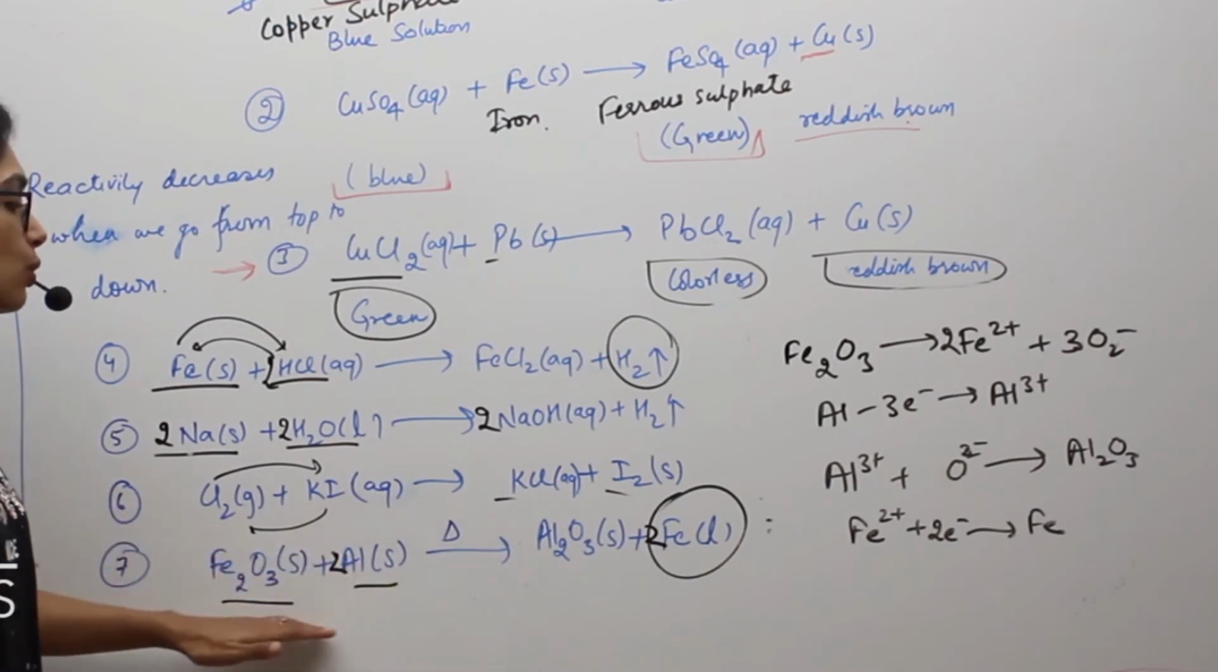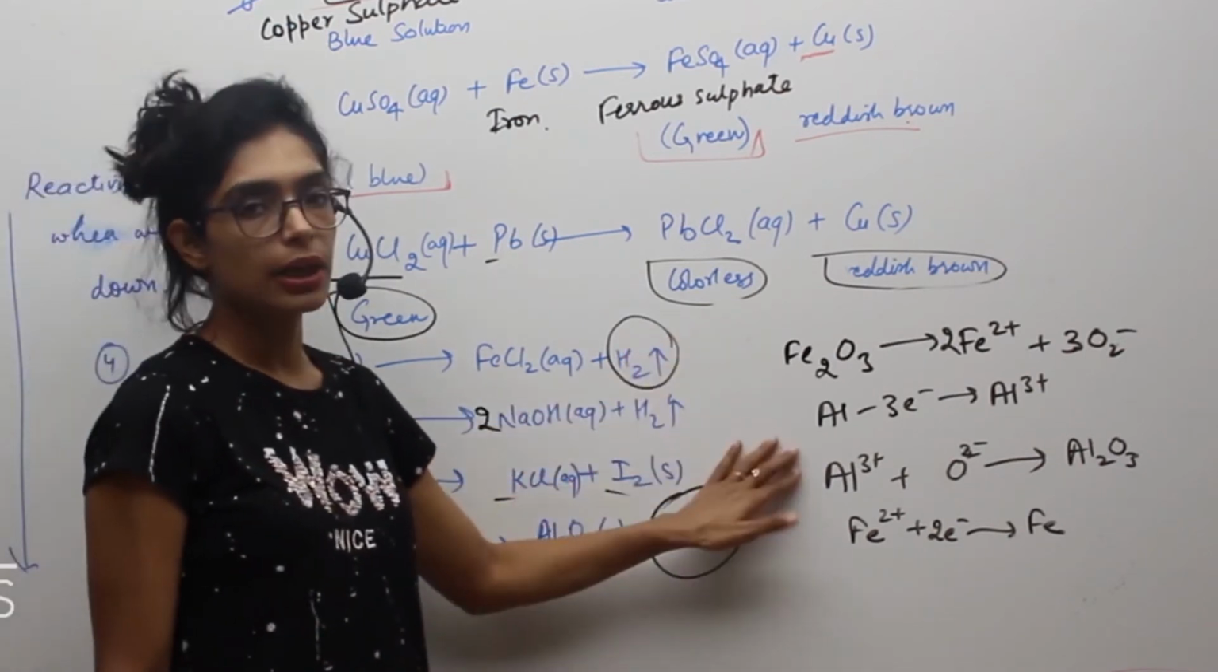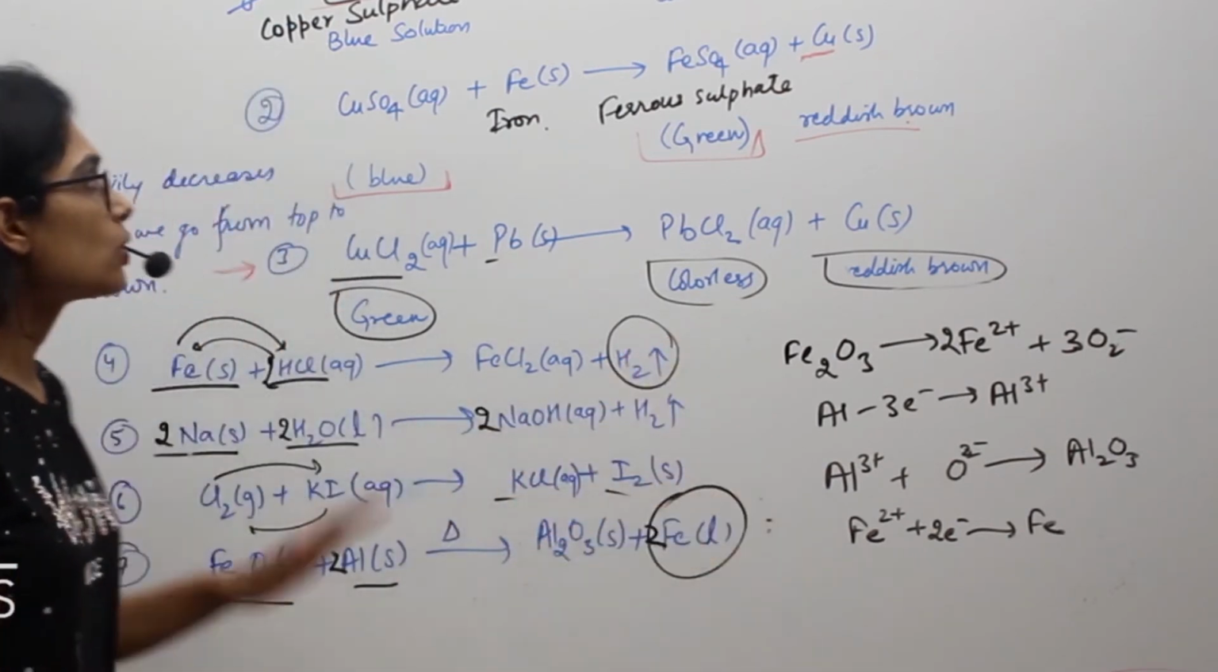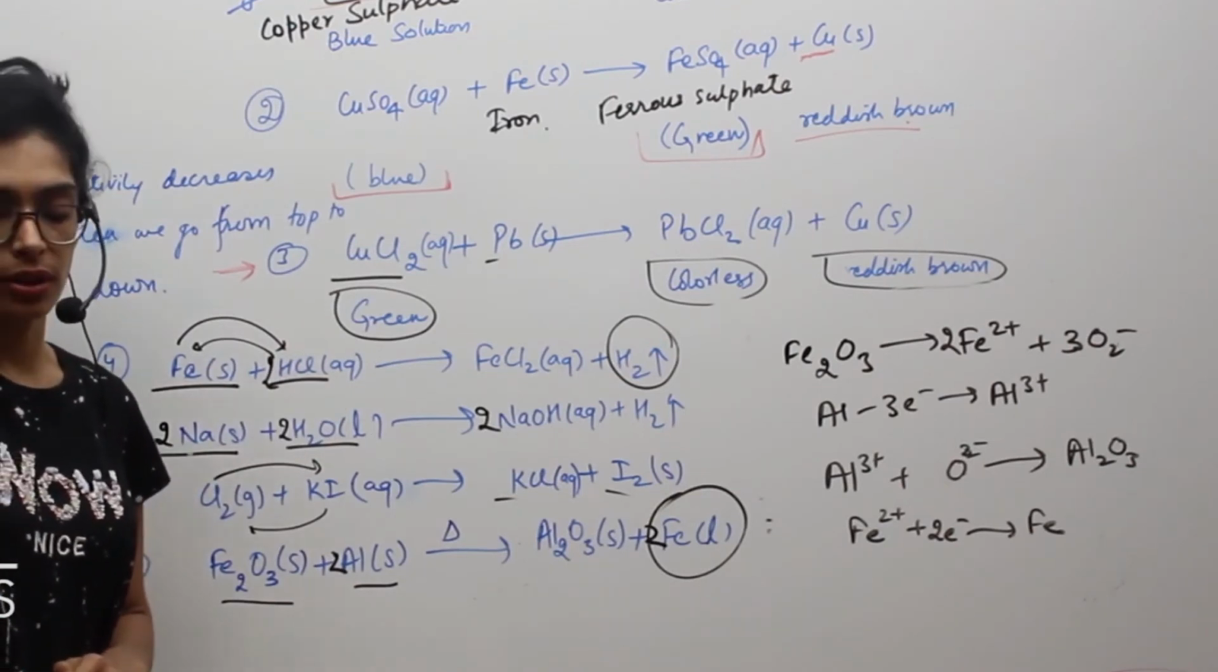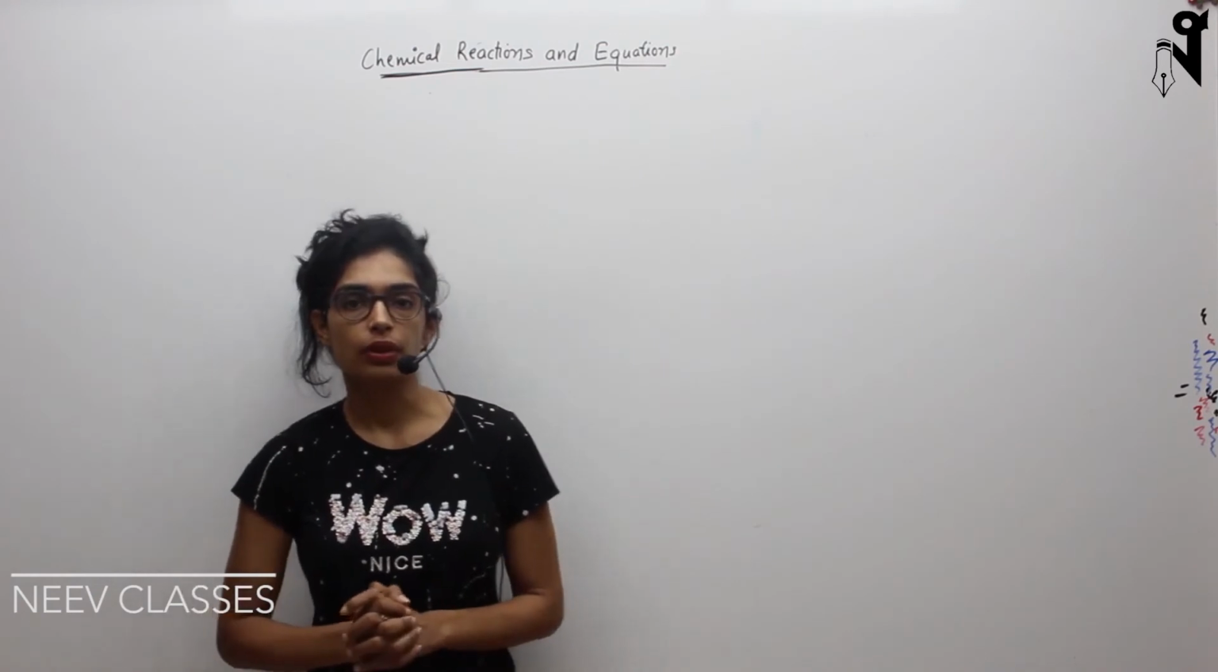And this is the balancing I have shown you over here. I have not done the ionic balancing, that you try out on your own. These are the examples of displacement reaction. Next we'll be talking about double displacement reaction. My bad, I have rubbed everything.